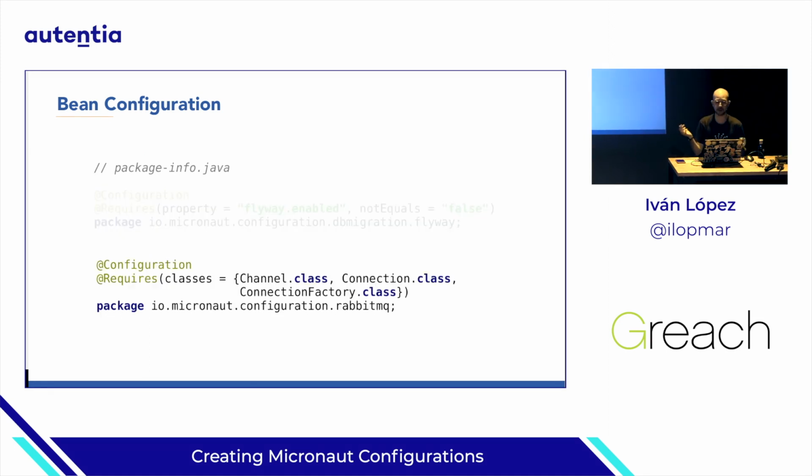And in this other example, it's the same, but from the RabbitMQ configuration. In this case, you need those three classes, Channel, Connection, and ConnectionFactory, to be present to create any RabbitMQ bean.